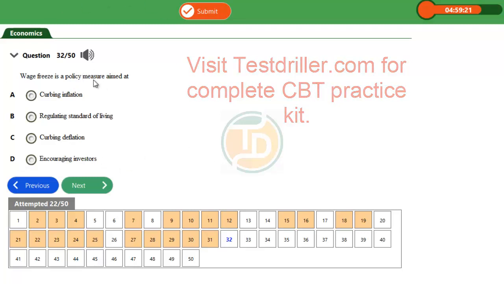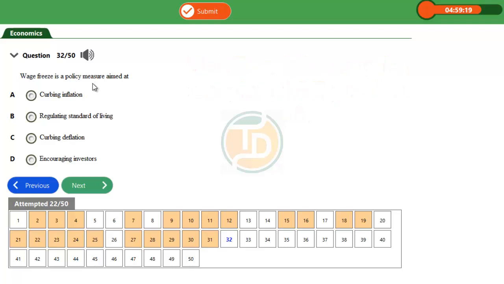This topic can be related to inflation and labor market. Wage freeze is a way of ensuring that the amount paid to workers is maintained for a particular period, and it is aimed at curbing inflation. And the type of inflation it is meant to control is known as cost push inflation.